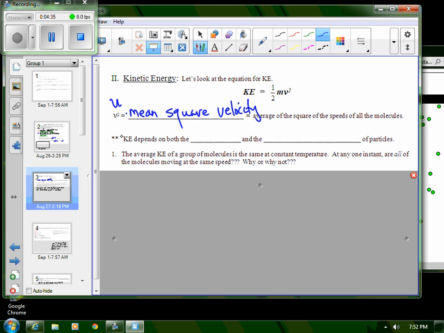Now, kinetic energy actually depends on two factors, as you see right here, this guy and this guy. So it depends on both the mass and the velocity of the particles. So the average kinetic energy of molecules is the same at a constant temperature. Now that's the average, right?